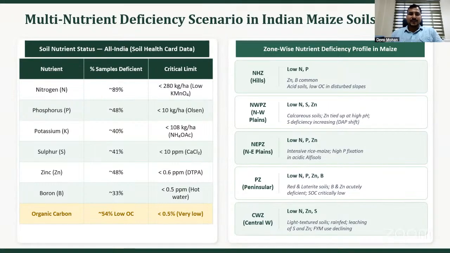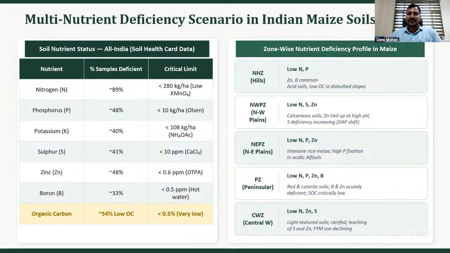If we see the zone wise picture, in the northwest plain zone, Punjab, Haryana, Western UP, the main deficiencies are nitrogen, sulfur, and zinc. Sulfur deficiency is coming in a big way, because in this area earlier the source of phosphorus was SSP, single superphosphate. Now the farmers are using DAP and urea, so no sulfur is being applied. Silently, sulfur deficiency is building up in this area.